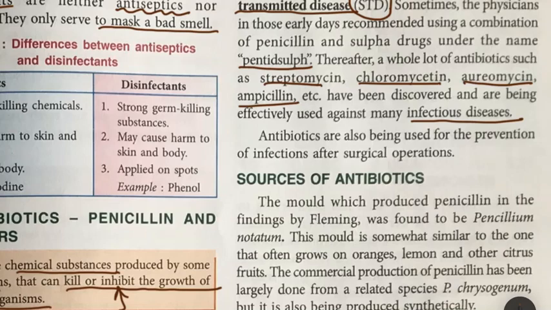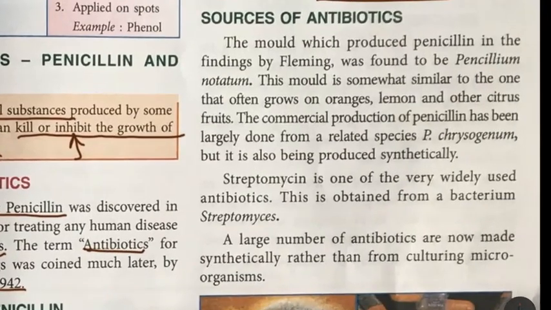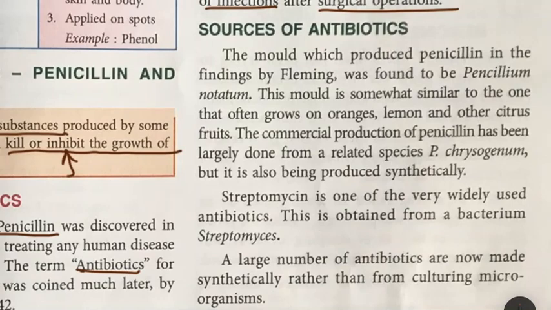Okay, and antibiotics are also being used for the prevention of infections after surgical operations so that bacteria do not grow on it. Now, sources of antibiotics, from where do you get antibiotics? The mold which produced penicillin, mold or the fungus, in the findings by Fleming was found to be Penicillium notatum. Children, this name is important. It is a scientific name, so you will underline it after writing it.